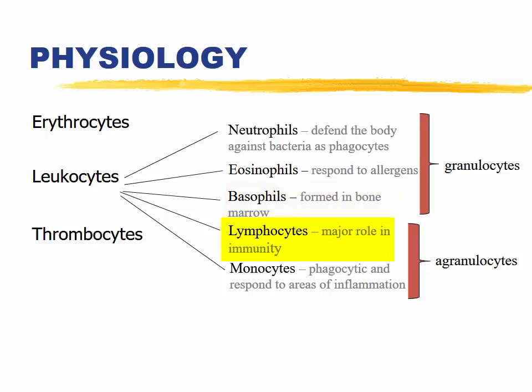Lymphocytes have a major role in immunity of your body. They comprise 25 to 40% of the white blood cells. And finally, monocytes are phagocytic and respond to areas of inflammation. Thrombocytes, also referred to as platelets, are the smallest blood cells and are essential for blood clotting.